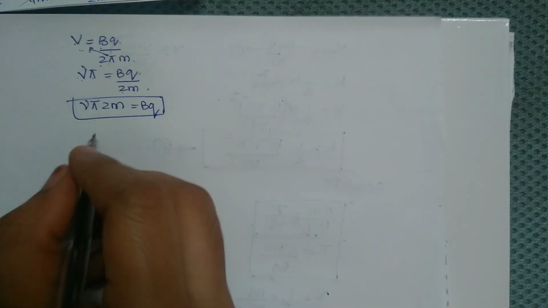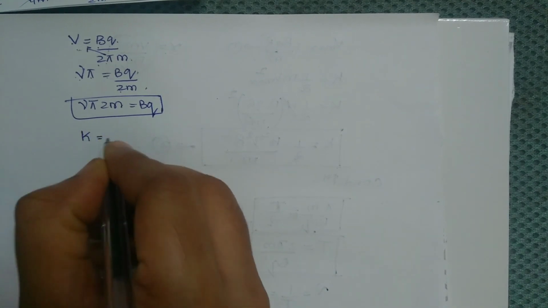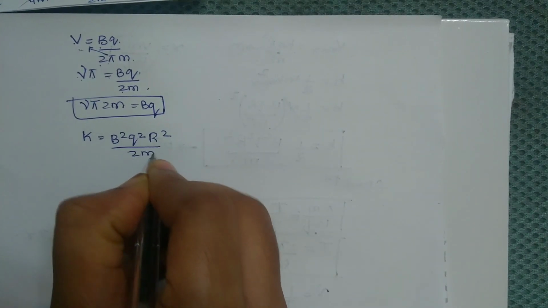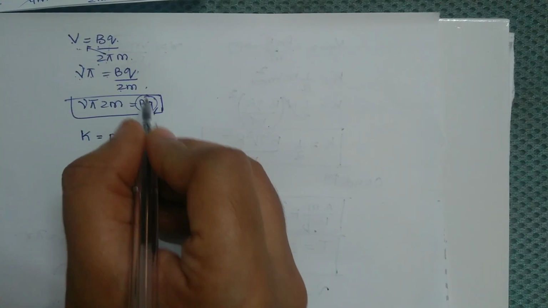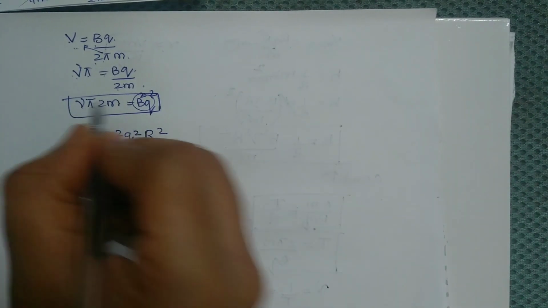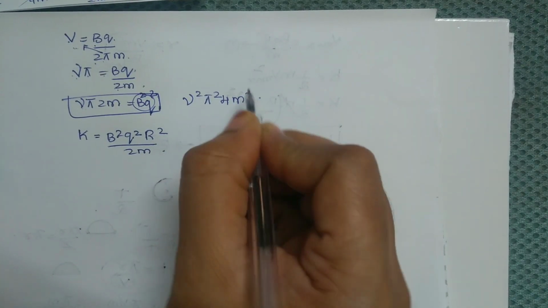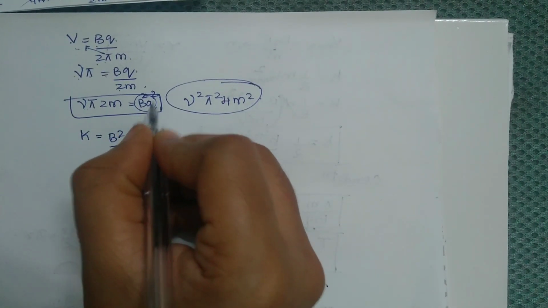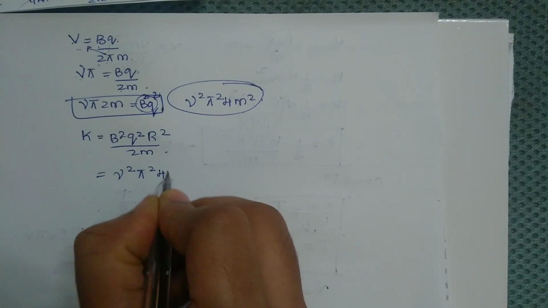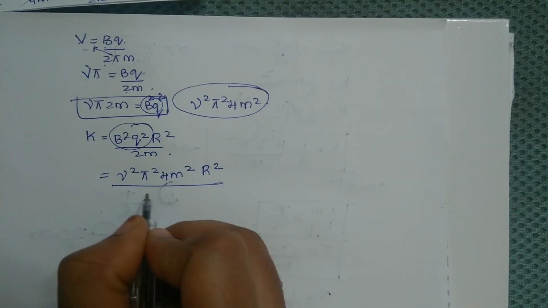Okay, now previously we have found the kinetic energy equation, that is K equals B square Q square R square divided by 2m, right? Now, here we have B square Q square. If we square this, what we will get here is nu square pi square 4m square. So substitute this value of B square Q square here, you will get nu square pi square 4m square. Then we have R square divided by 2m.